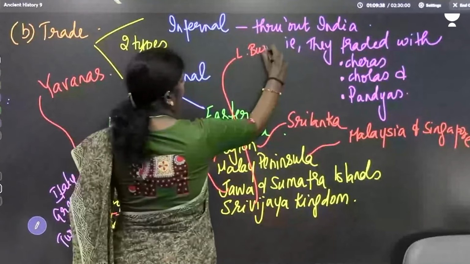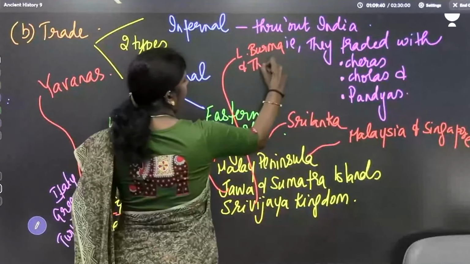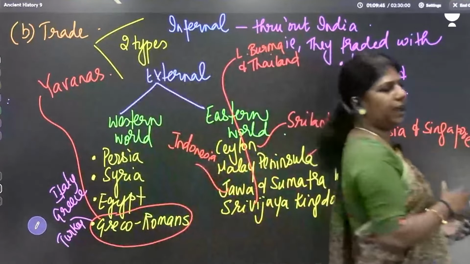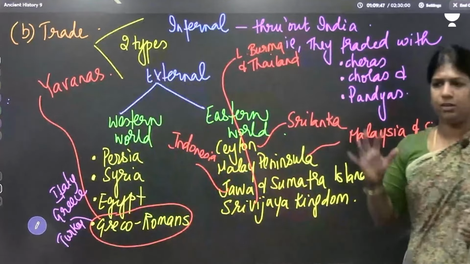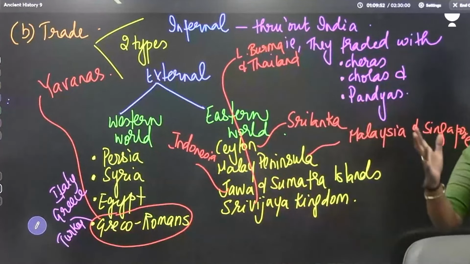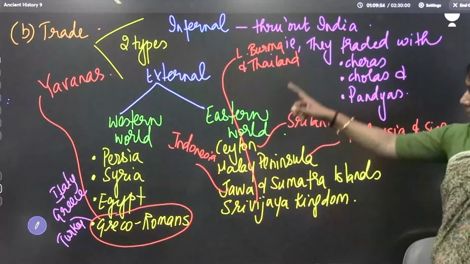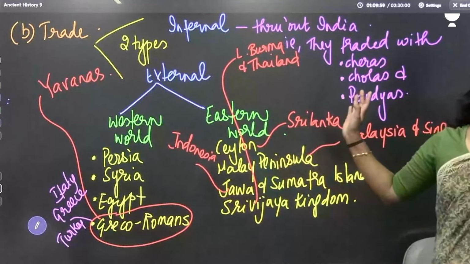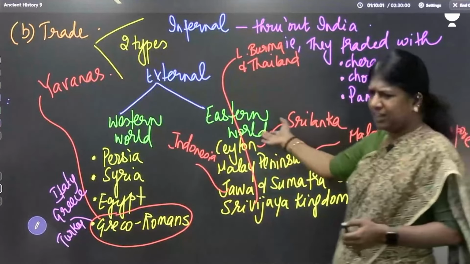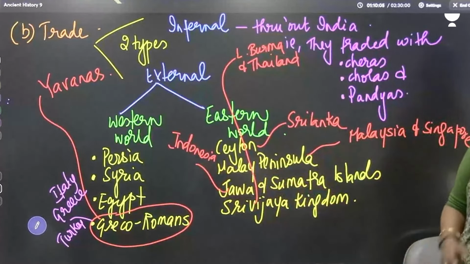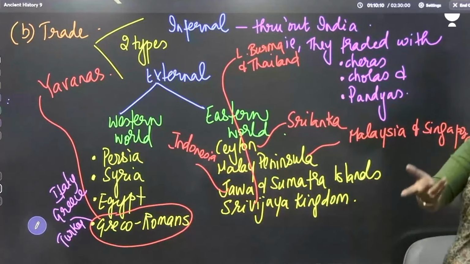Lower Burma and entire Thailand. So today's Lower Burma and the entire Thailand was called Sri Vijaya Kingdom. Getting it? So learn today's name and learn those times' name. If you're stuck, take your atlas after the class and have a look. You'll get it. Just go towards Southeast Asian countries. So Indonesia, Lower Burma and the entire Thailand was called Sri Vijaya Kingdom.